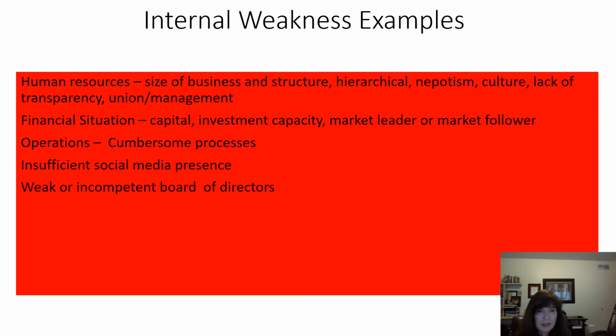What about the weakness? Human resources, the size of the business and structure. Is it really hierarchical? Is there nepotism? Is the culture toxic? Is there a lack of transparency? Is there disagreements between the union and the management? If you look at the financial situation, same thing. Could they be a market leader or market follower?